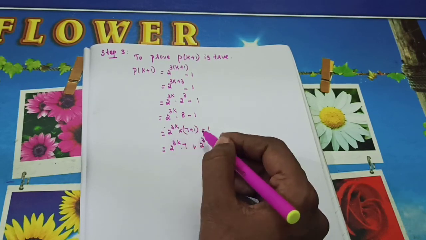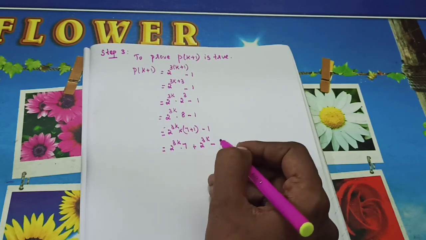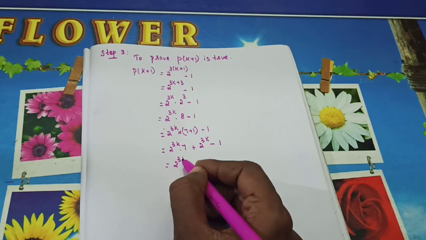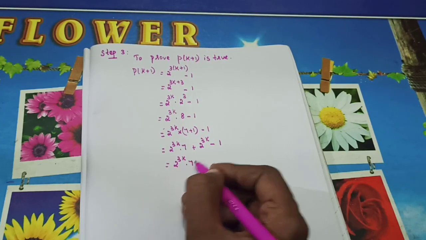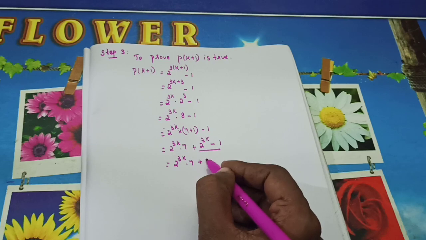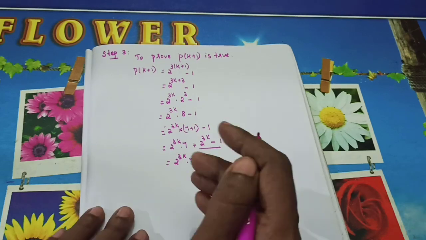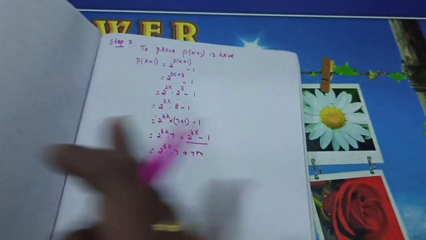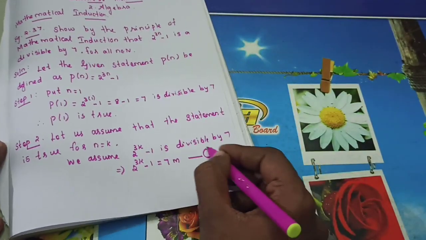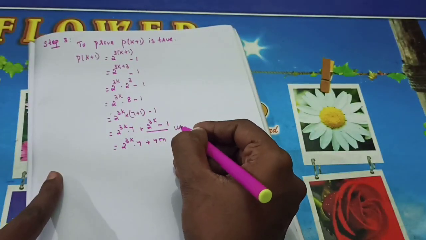So 2 power 3k into 1 minus 1 is 2 power 3k minus 1. Then that's equal to 2 power 3k into 7 plus 7m, which we get from the assumption. If you need, take this as equation number 1, so it will be very easy for you. So using 1.